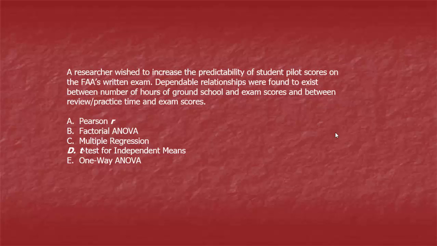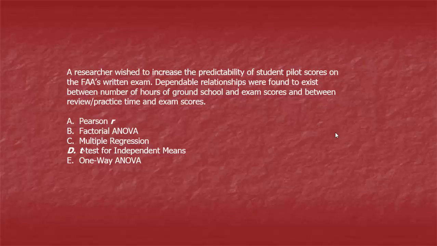Second one, a researcher wished to increase the predictability of student pilot scores on the FAA's written exam. Dependable relationships were found to exist between number of hours of ground school and exam scores, and between review or practice time and exam scores. So really, they found two different relationships here. One between number of hours of ground school and exam scores, and another between practice time and exam scores. So exam scores is common to both of those things, and it is the outcome variable here. So you're trying to predict exam scores from two other things.